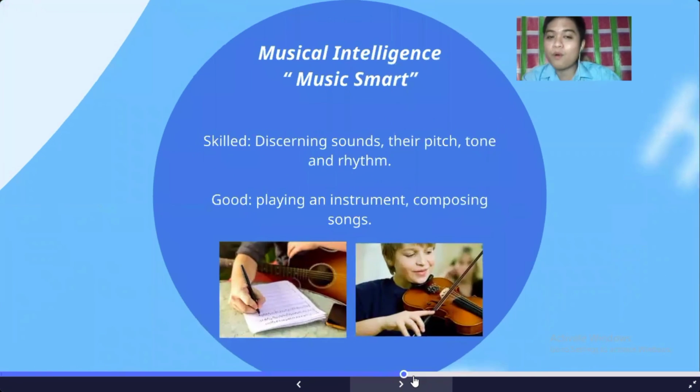And the eighth one, the musical intelligence, or the music smart. People who have strong musical intelligence are good at thinking in patterns, rhythms, and sounds, and they are very particular with the technicalities of music. They have a strong appreciation of music and they discern sounds, their pitch, their tone, and their rhythm. They are good at playing instruments and composing songs. So they are singers and composers. So that is music smart.